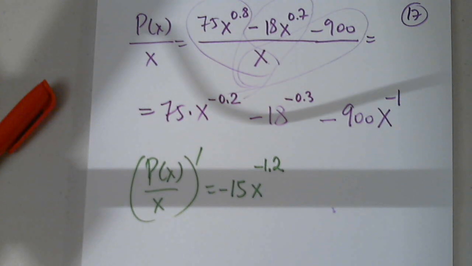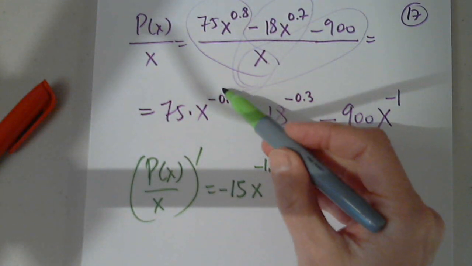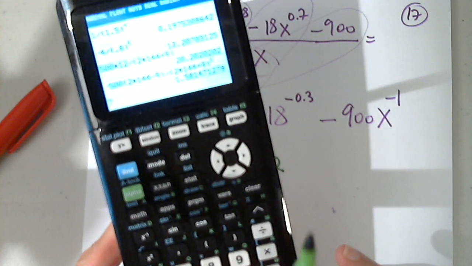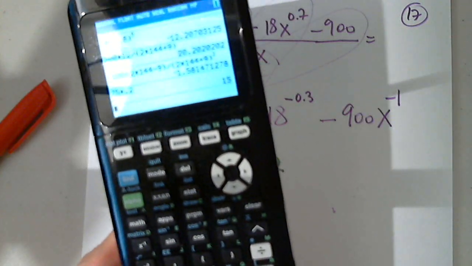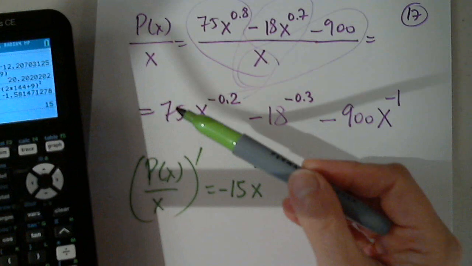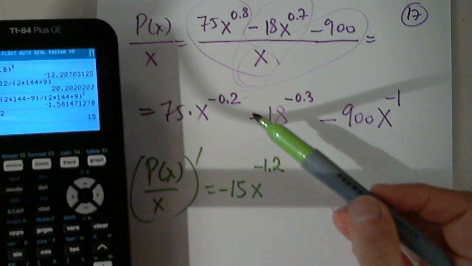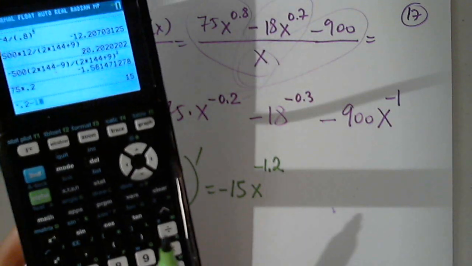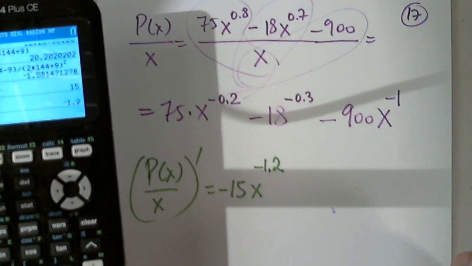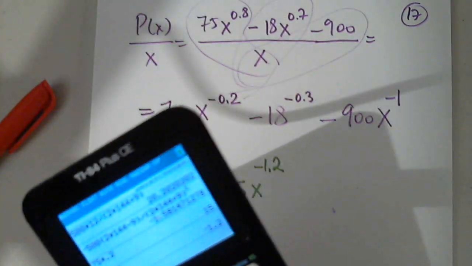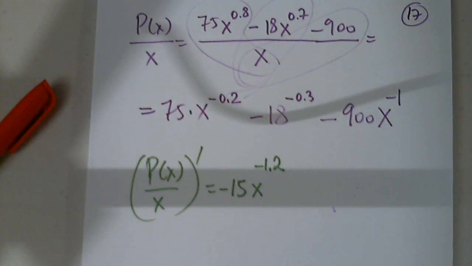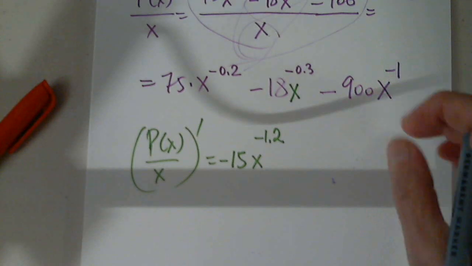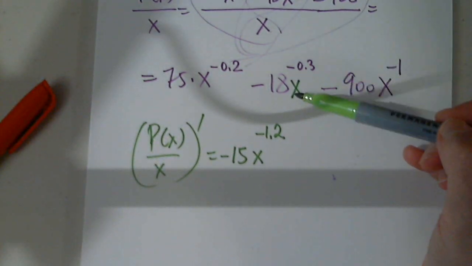Explain it again. Yes. So when I bring negative 0.2 in front and I multiply, I have 75 multiplied by 0.2 is 15, but it's negative. And I subtract 1 from the power. From negative 0.2, when I subtract 1, I get negative 1.2. Is that okay? Yes.